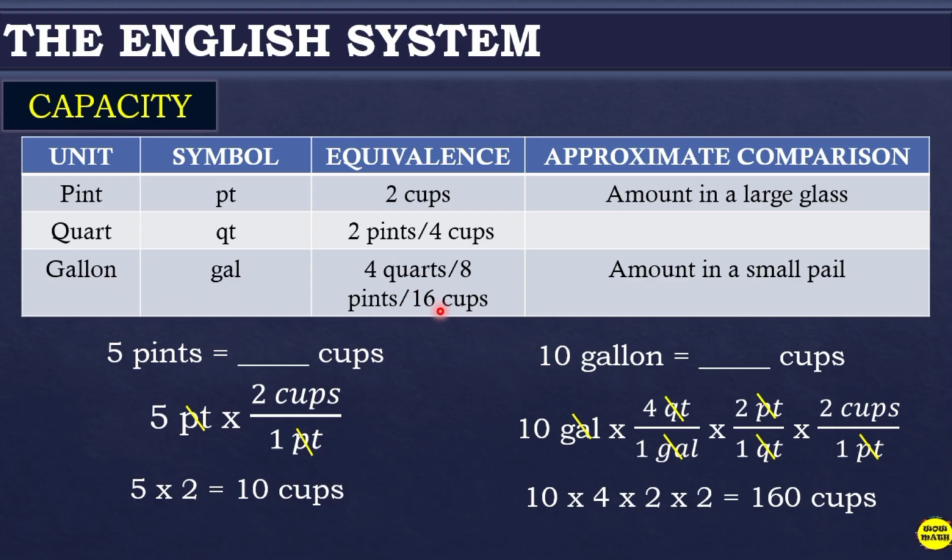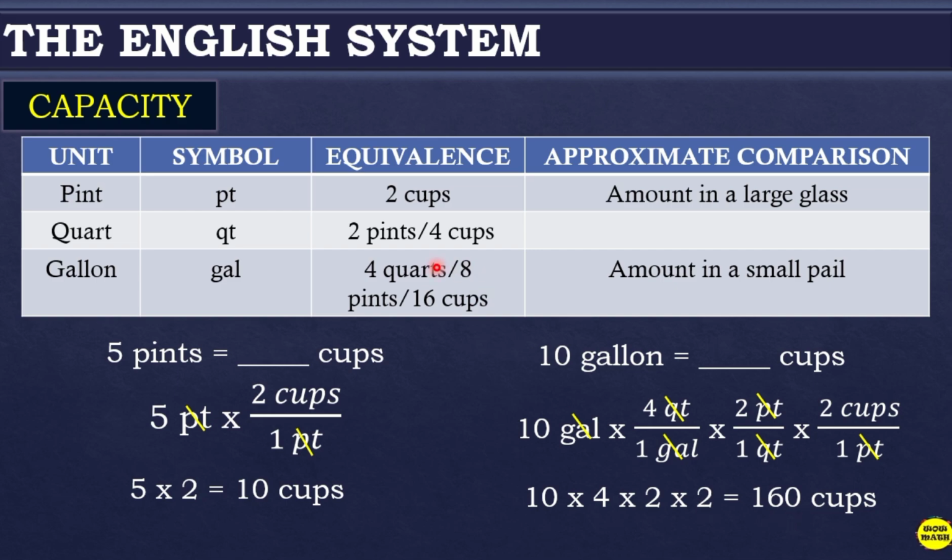Gallon to cups. Anong sabi ko? From left to right, magmumultiply ka. Pag right to left, divide. So, gallon to cups, left to right yan. So, multiply. 10 times 16, that is 160.